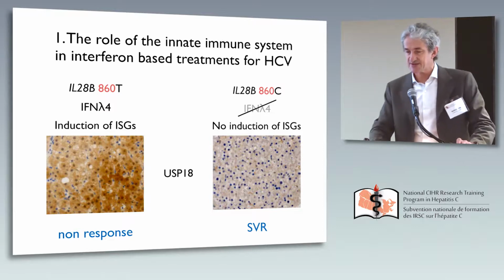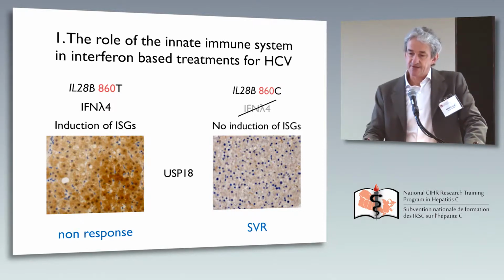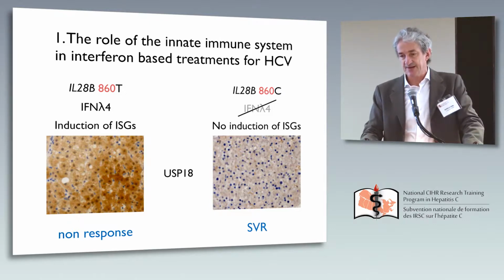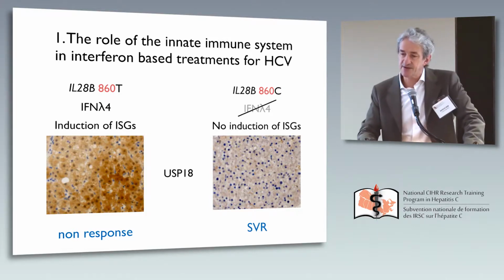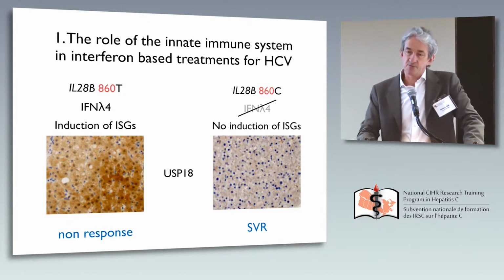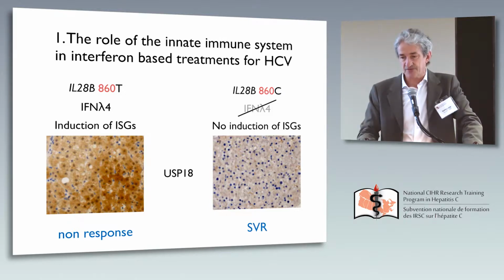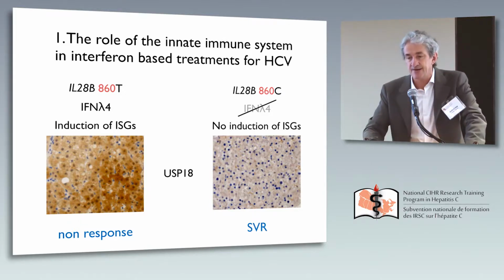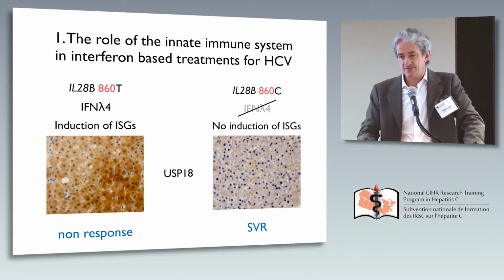So to summarize this part, I think what we have learned from a huge amount of work in this area is that genetic variations or variants at the interferon lambda 3 or IL-28B gene locus, probably involving the production or non-production of interferon lambda 4, are associated with induction of interferon-stimulated genes in the liver.